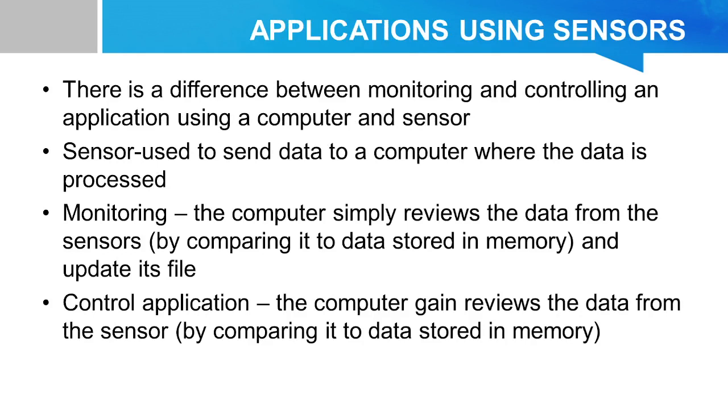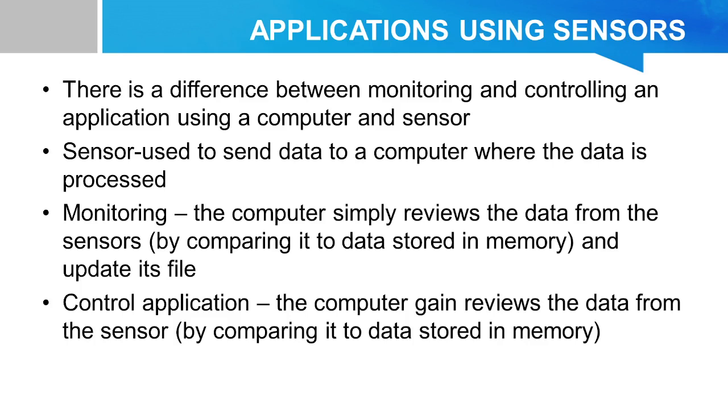There is a difference between monitoring and controlling applications using a computer and sensor. The sensor is used to send data to a computer where the data is processed. Monitoring is where the computer simply reviews the data from the sensor by comparing it to data stored in memory and updates its file. And another one is the control application.